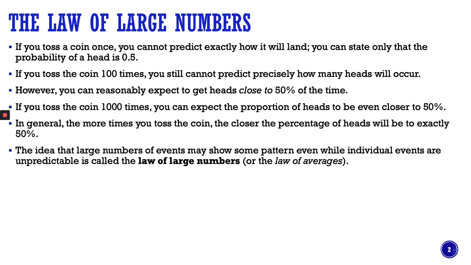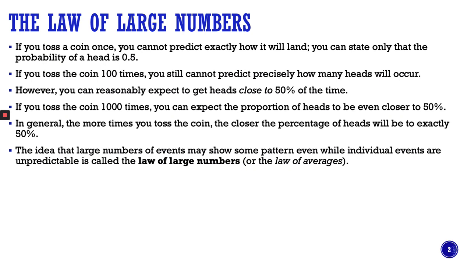If you toss the coin 100 times, you still cannot predict precisely how many heads will occur. However, you can reasonably expect to get heads close to 50% of the time. If you toss the coin 1,000 times, you can expect the proportion of heads to be even closer to 50%. In general, the more times you toss the coin, the closer the percentage of heads will be to exactly 50%.